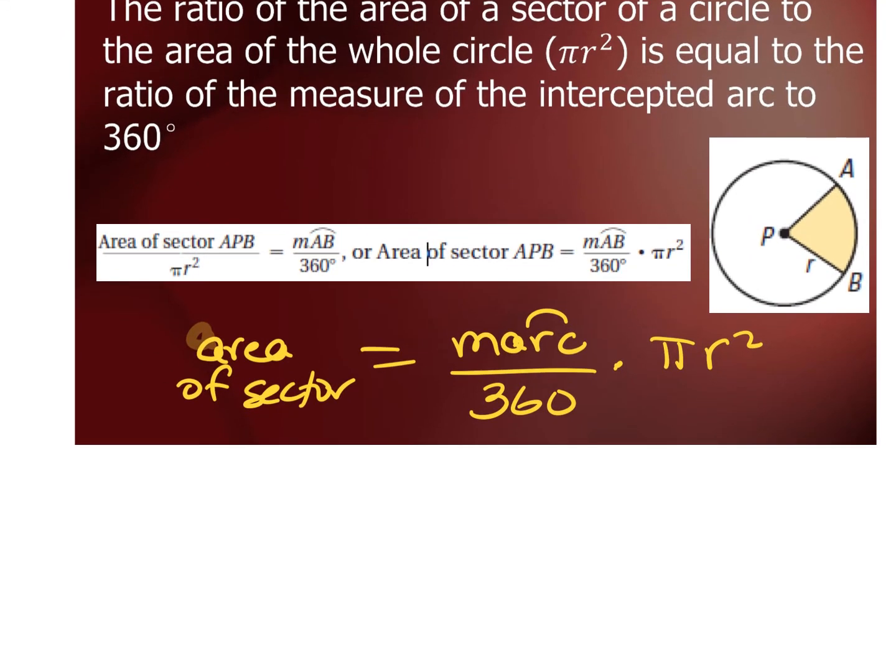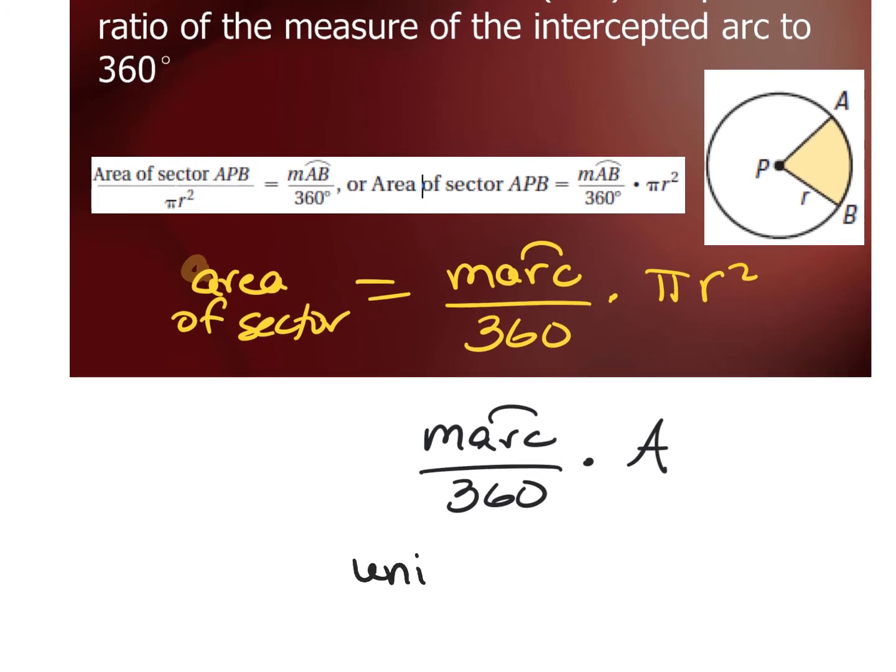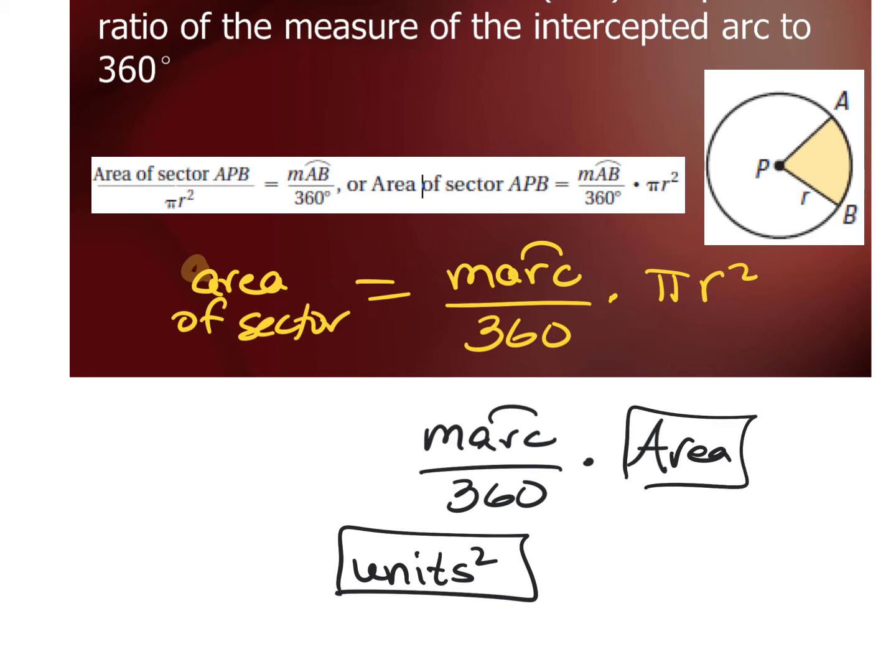Now, if they give you the area, then what you could also do is, just like we did with circumference, multiply it by the area. And this area of the sector, again, just like before, is in units squared when you go to write your final answer. So either they're going to give you the area already calculated, and maybe they'll ask you to find the measure of the arc, or you would use the formula, pi r squared. So again, area of the sector.